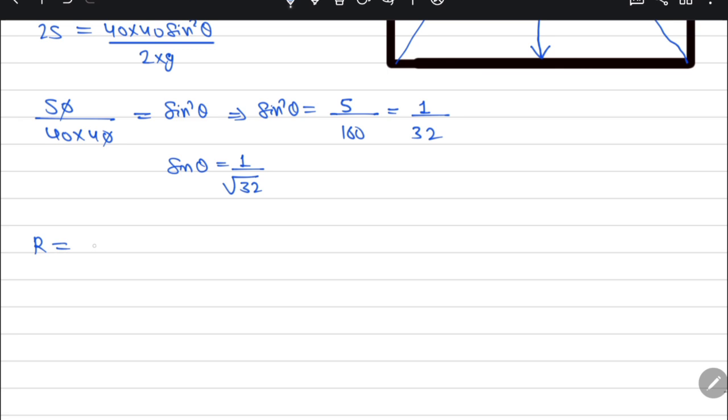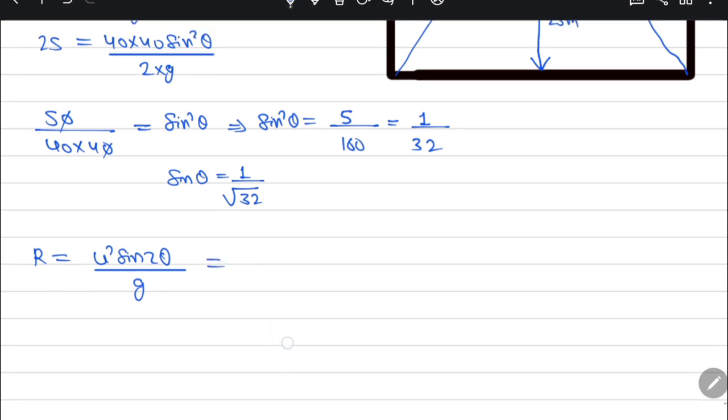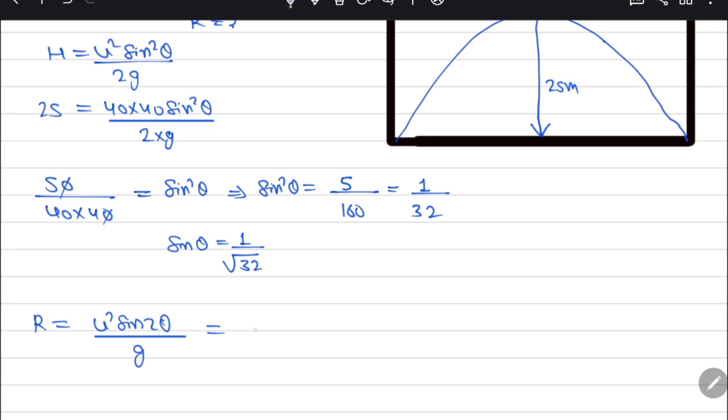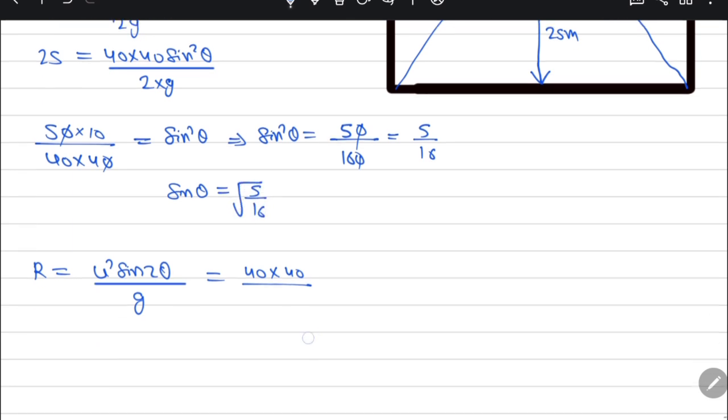Horizontal distance. So range is basically u square sine 2 theta by g, right? So u square, u they have already given. How much have they given? They have given 40 into 40 divided by g. What have they done about g? Just I think you have made a mistake. You also multiply here 10. So if you multiply here 10 also, this comes out to be 5 by 60. So root 5 by 60.